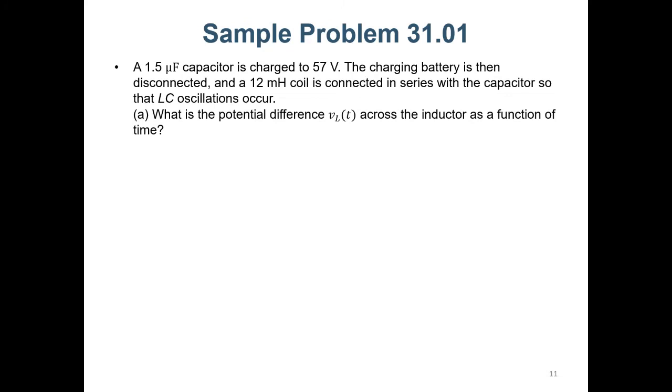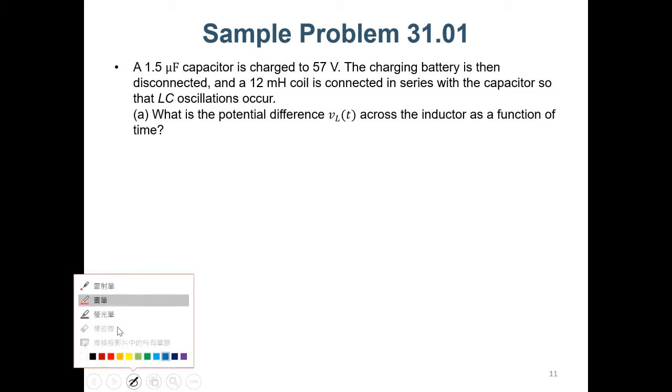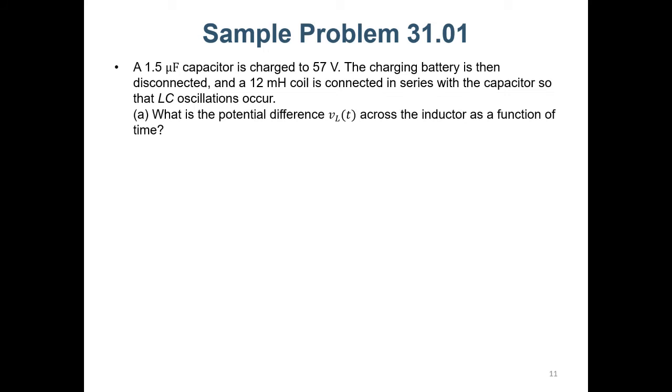So here's a sample example. A 1.5 microfarad capacitor is charged to 57 volts. The charging battery is then disconnected. A 12 millihenry coil is connected in series with the capacitor, so that LC oscillation occurs. What is the potential difference V_L across the inductor as a function of time?